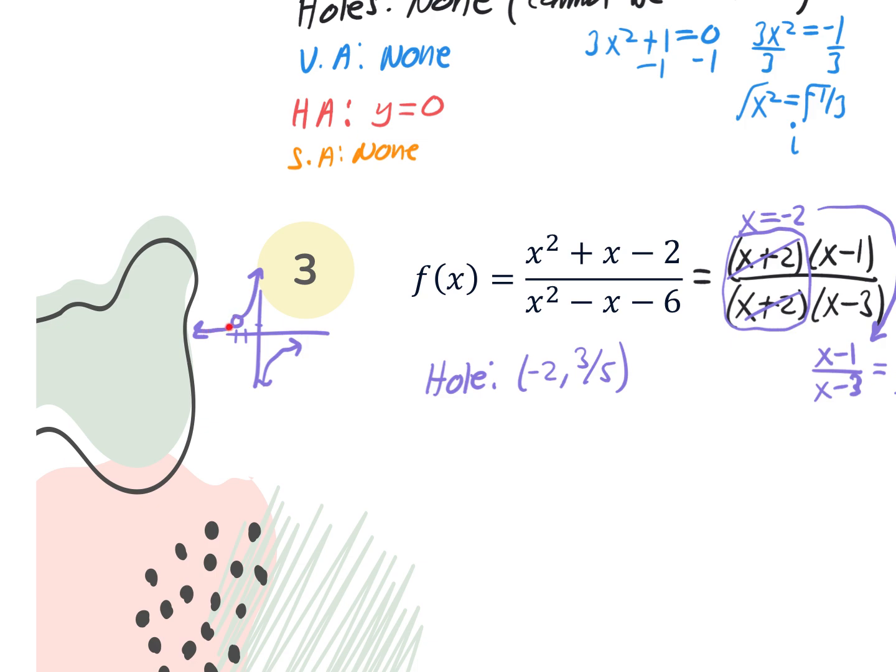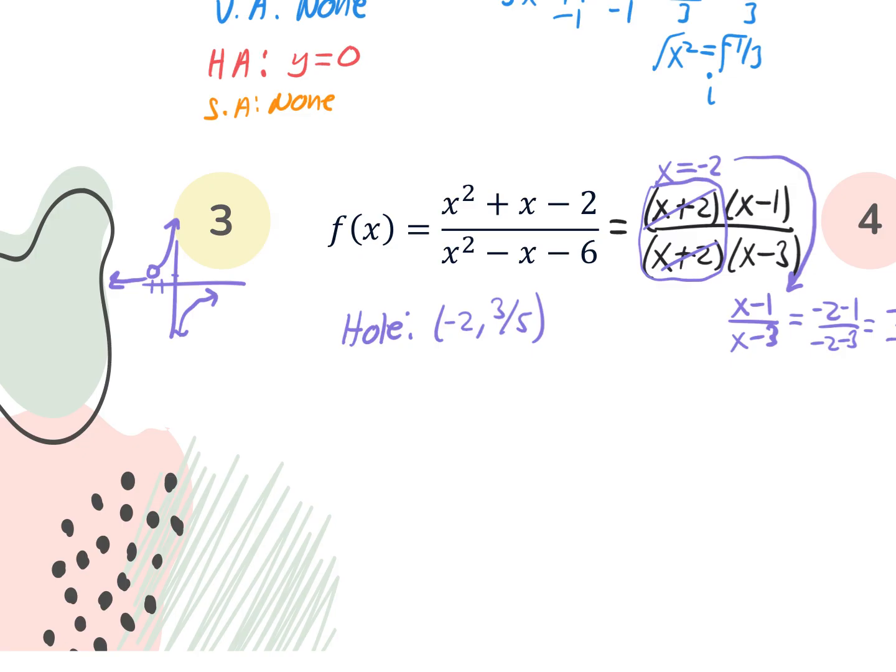It would literally just look like your normal curve, just you would need an open circle at that point, all right? All right, so there's your hole. This time we did have one.